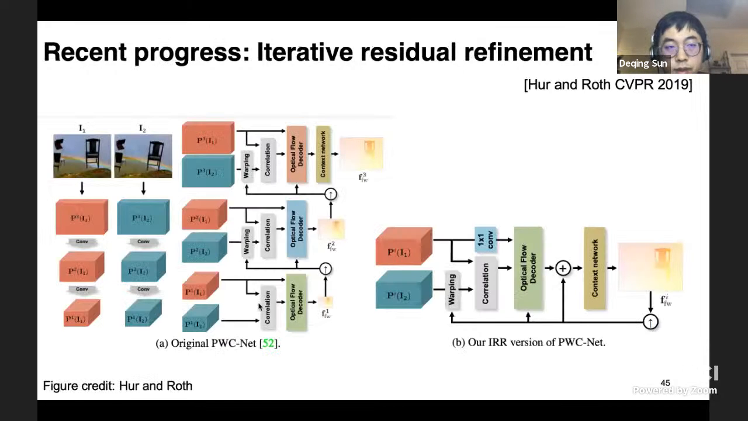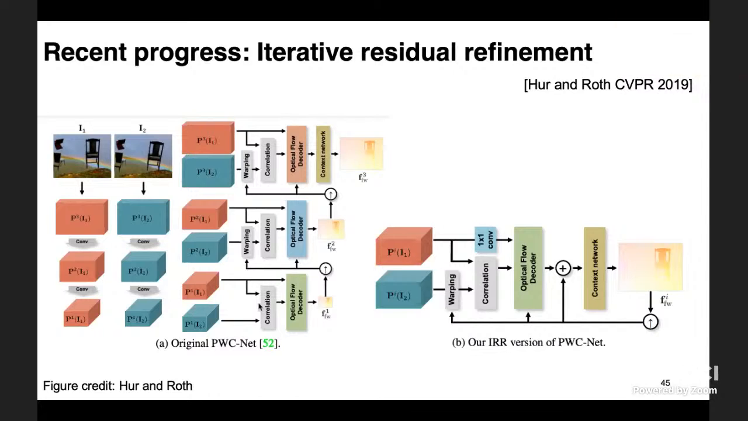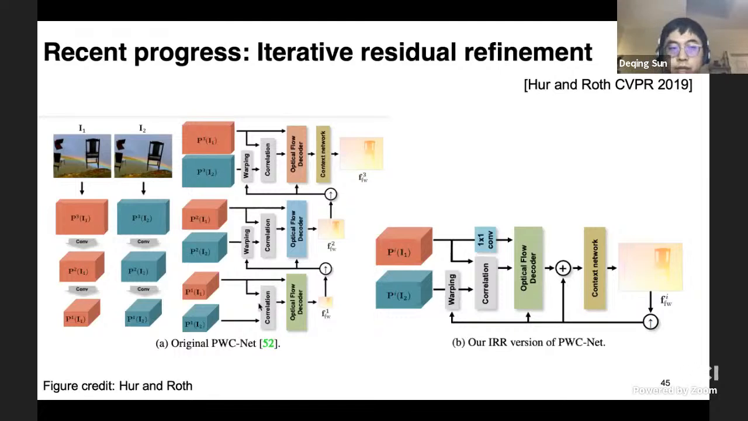And so next I will talk about some recent progress after PWCnet. So recall when I explained PWCnet, I said we used a different neural network at different pyramid levels to predict the features to optical flow. And in this very interesting work by He and Ross, they call it iterative residual refinement.